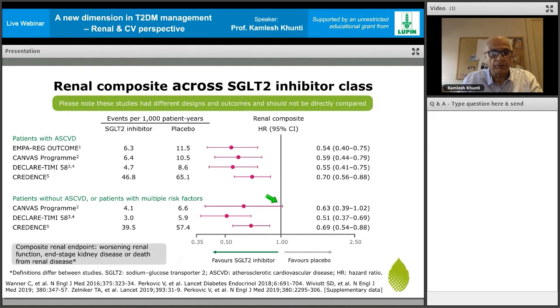This is summarizing all the renal endpoints, again, looking at EMPA-REG, CANVAS, DECLARE-TIMI, and the CREDENCE trial, all of them showing improved renal outcomes. These are events on the left-hand side, events per 1,000 person-years. People without atherosclerotic cardiovascular disease in CANVAS, DECLARE-TIMI, and again, you see reductions in renal composite endpoints. So whether you've got atherosclerotic cardiovascular disease or not, so anyone with diabetes, they would benefit with SGLT2 inhibitors.